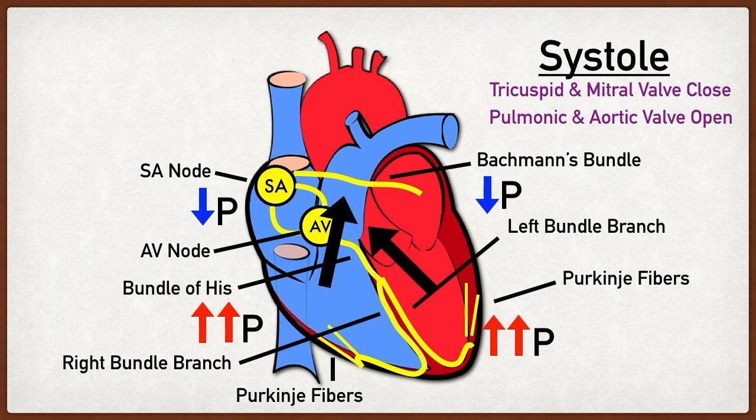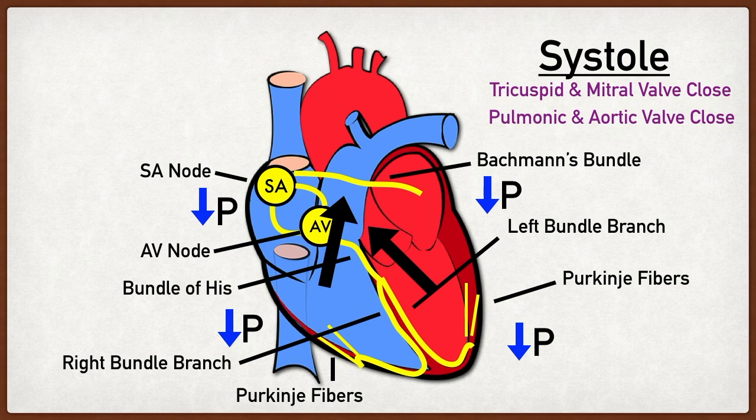As the blood exits the right and left ventricles, it's going to start to decrease the ventricular pressure. But really what decreases the ventricular pressure is when the ventricles start to repolarize and relax again. Once the right ventricular pressure dips below the pulmonary artery pressure, it's going to close the pulmonic valve. Once the left ventricular pressure decreases below the aortic pressure, it's going to lead to closure of the aortic valve.